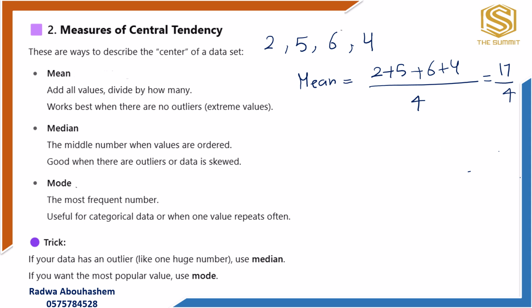Now the mean works best when there are no outliers. What is the meaning of outlier? An outlier is an extreme value. For example, if I added to these values 75, now 75 is very far from 2 and 5 and 6 and 4. So we call this an outlier.